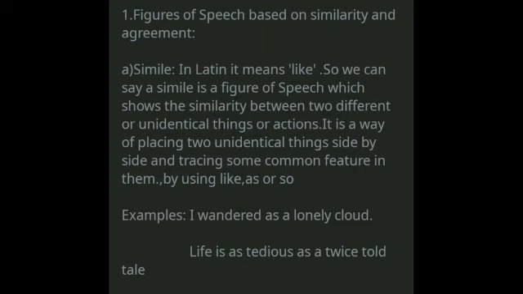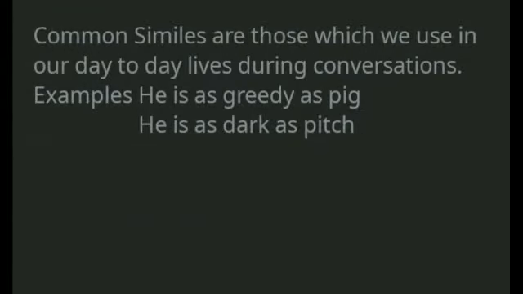Some very common examples of simile are: first, "red as rose she is," which is a very famous line from Romantic poet Samuel Taylor Coleridge's The Rime of the Ancient Mariner. The second example is from William Wordsworth's Daffodils, "I wandered lonely as a cloud." So here, in these two examples, we find "as" is used in order to show the similarity between two unidentical objects.